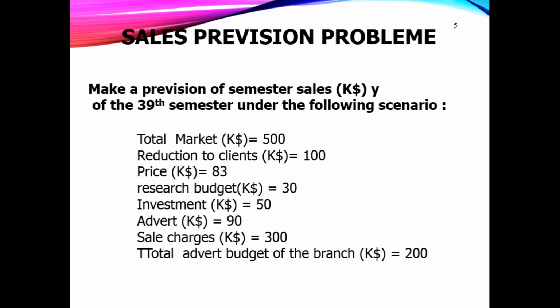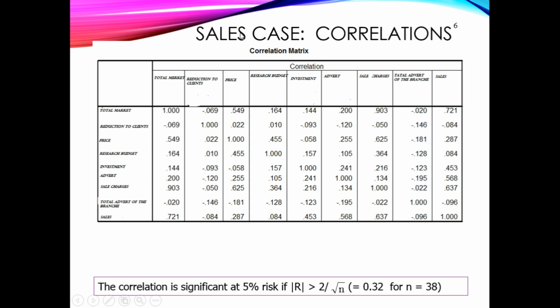When our model is built, we can use those realizations of our explanatory variable, which we call a scenario, in order to make a prevision of sales, if our model is very well built. So in the multilinear regression, it is very interesting to look at the correlation between our different variables.